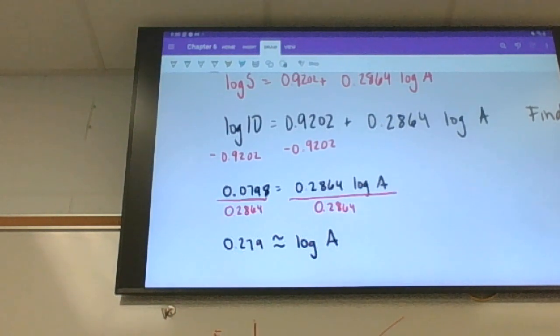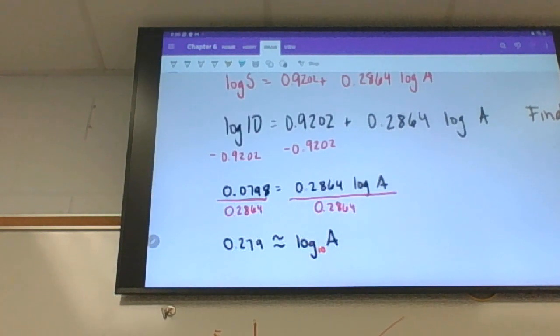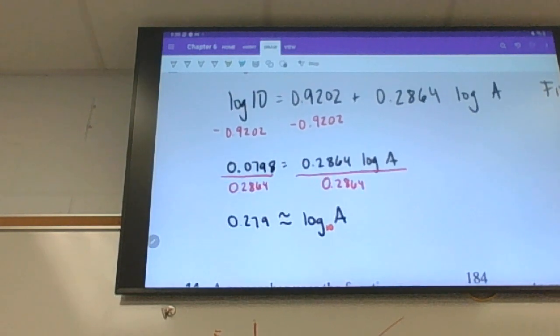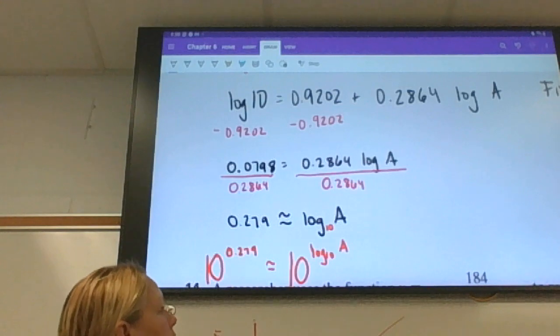Alright, so what is the base of log A? It's an invisible 10. Okay, so this is what's brand new to you. This is called exponentiating. We're going to make both sides of this equation exponents. So I'm going to do a great big base 10 and I make 0.279 an exponent. I'm going to do a great big base 10, and I make log 10a an exponent. You exponentiate. You're raising both of these up to be exponents, and you make a big base 10 on both sides.